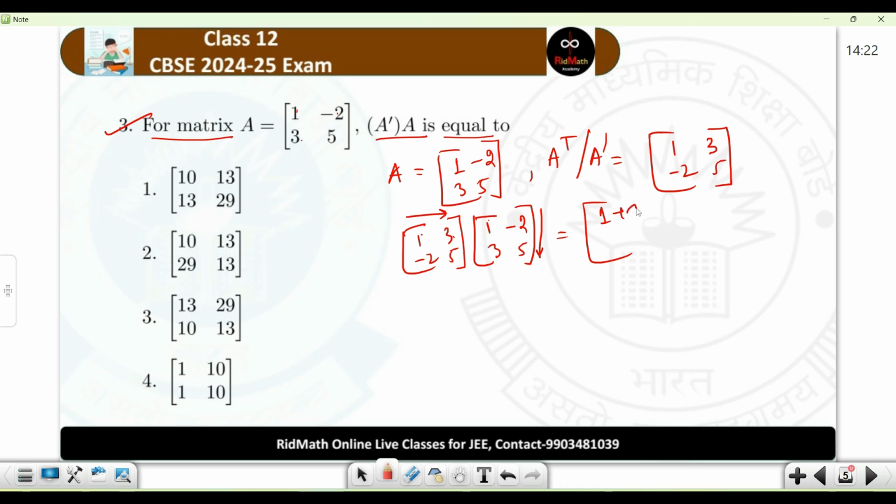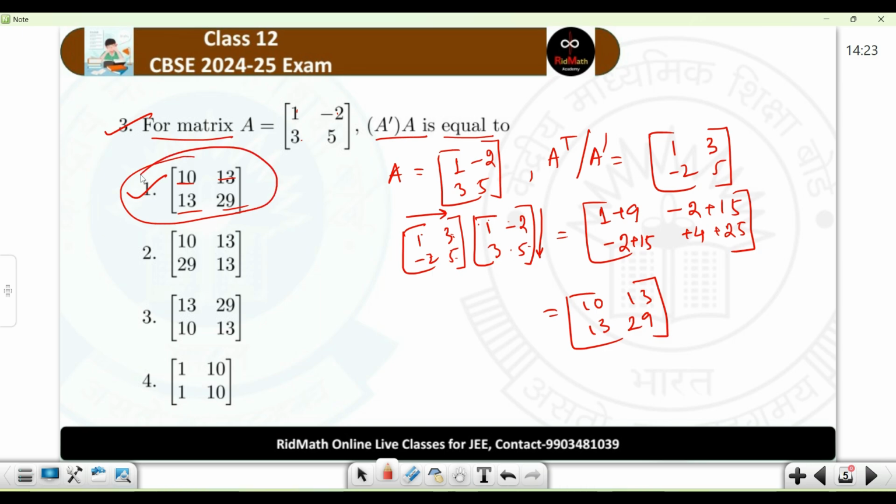3 into 3, that is 9, then 1 into minus 2, that is minus 2, and 3 into 5, that is plus 15. Again second row, minus 2 into 1 is minus 2, 5 into 3 is plus 15. Again second row and second column, minus 2 into minus 2 is plus 4, and 5 into 5 is plus 25. Okay, that means 10, 13, 13, 29. So this is the option 10, 13, 13, 29. So option 1 is correct.